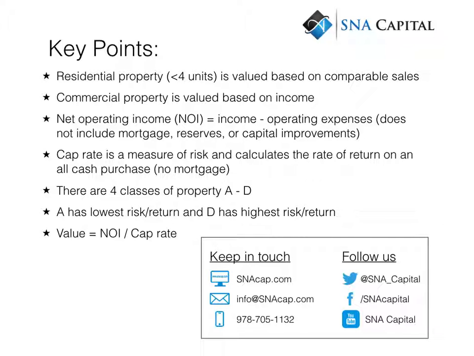The cap rate is a measure of risk, and it calculates the return on an all-cash purchase. There's 4 different asset classes, A through D. A is the lowest risk, lowest return. D is the highest risk, highest return. And the golden formula for the value of a property is its net operating income divided by the cap rate.